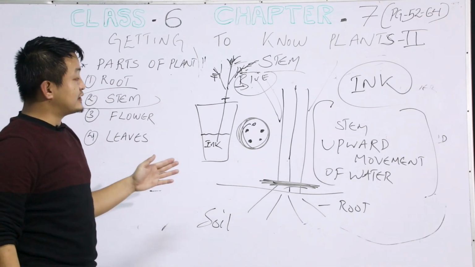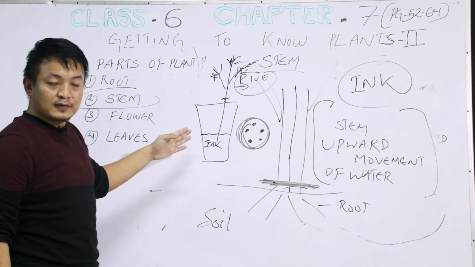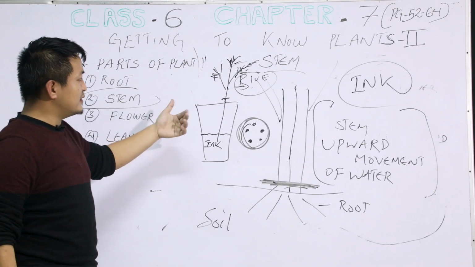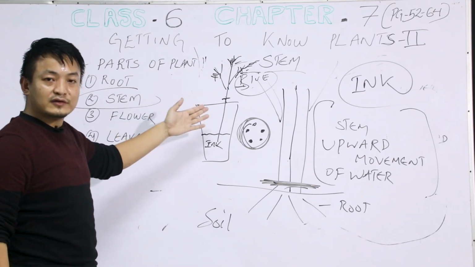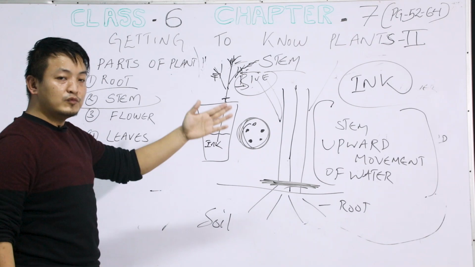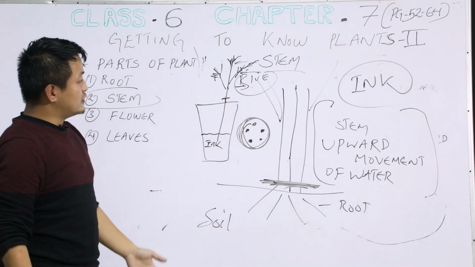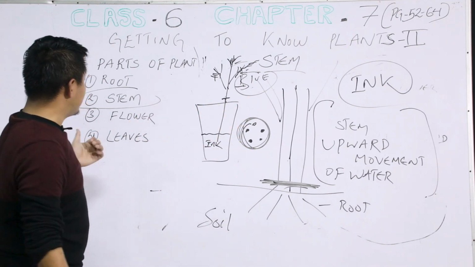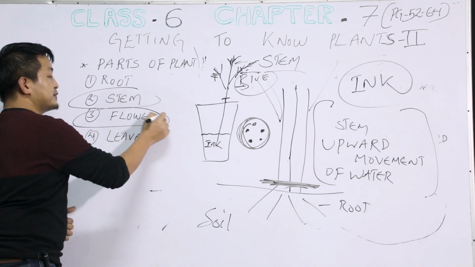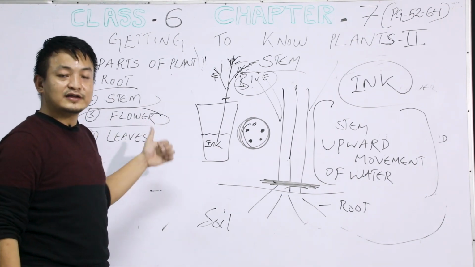We have studied the functions of the stem. We have discussed the experiment that shows the upward movement of water. So make note of all the points. Next, we will study the third point, that is the flower.